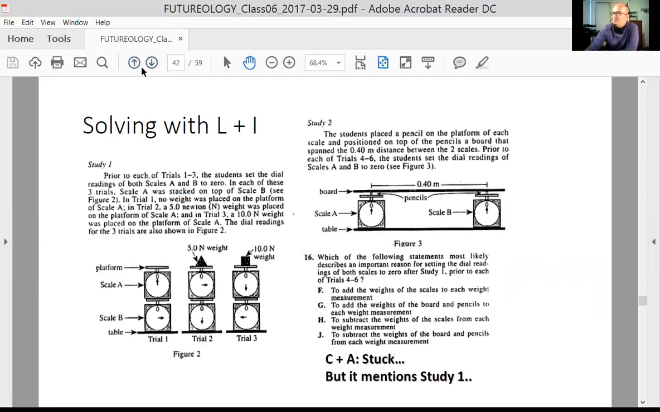Here's one where we'll use the lab. I think this is from passage 3, again of the same science section. So we have a study. We've got all these scales and weights on the scales. And then we have another study. And then we've got scales and apparently a board and some pencils.